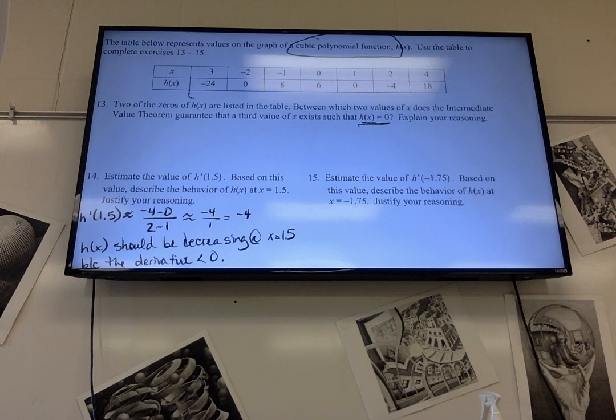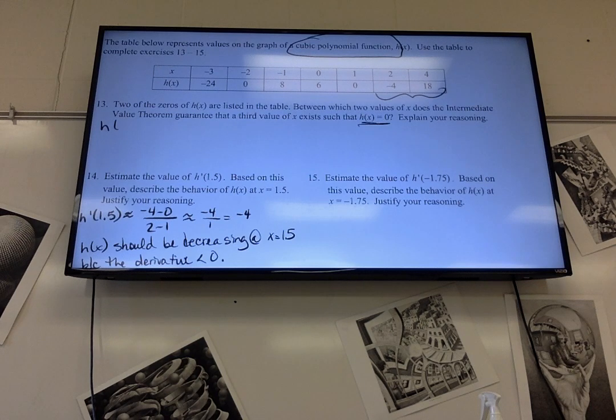Well, actually, oh wait, that is a 0, so it's not that one. Well, that one is a 0 as well. Between, oh, here we go. There, it goes from negative to positive. Oh yeah, it does do that. So we're going to use the last 2. So we're going to use the IVT.